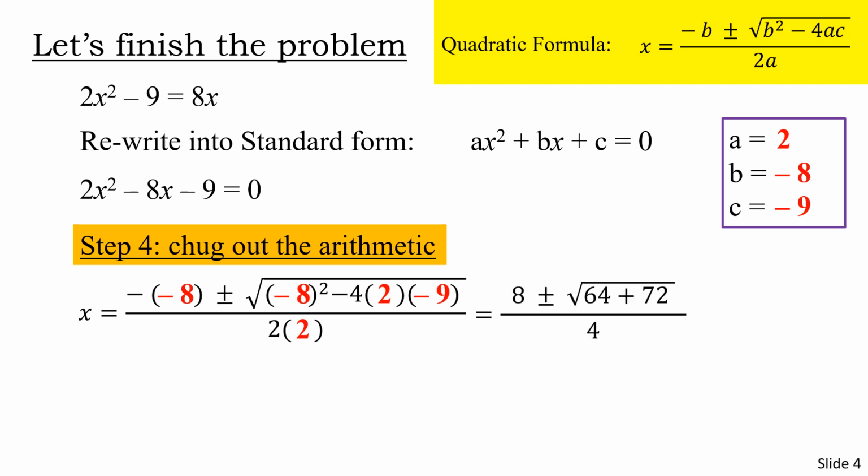So I'm going to do the opposite of negative 8, which is 8. I'm going to do negative 8 squared, which is 64. Then negative 4 times 2 is negative 8. Negative 8 times a negative 9 is a positive 72. And on the bottom, 2 times 2 is 4. Then I'm going to add the stuff underneath the radical sign. 64 plus 72 is 136. So now I have 8 plus or minus the square root of 136 all over 4.